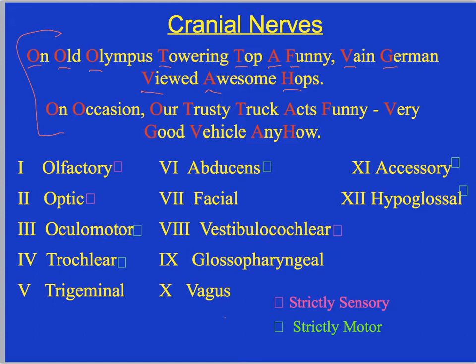What you need to know about these, first of all, is they are all given Roman numerals, all right? And it's basically an anterior to posterior, inferior pattern, and we'll look at that in just a second. You do need to know the Roman numeral. You also need to know the name.